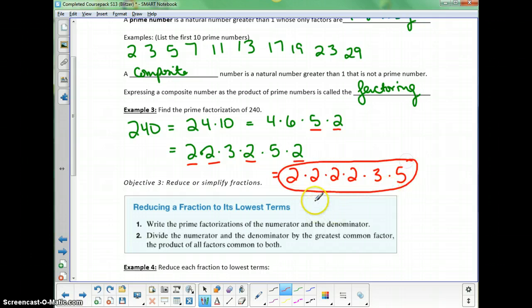It's also okay to write that in exponent notation. If you wanted to write it as 2 to the 4th times 3 times 5, it's just the exponent notation of the same thing. 2 times 2 times 2 times 2 is 2 to the 4th, times 3 times 5. Okay.